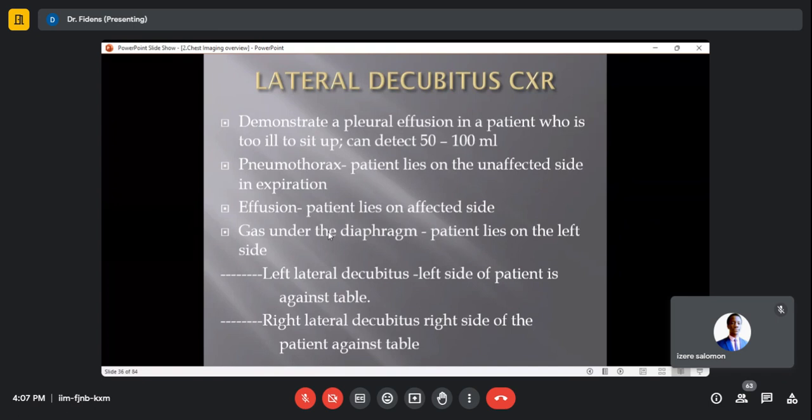So when there is any suspicion of pneumothorax, you will make a lateral decubitus where the part of the lung that is not affected is lying down, because the air will collect above the structure. And when you suspect pleural effusion, the patient will lie on the side that is affected.